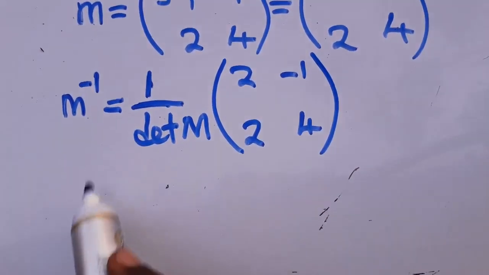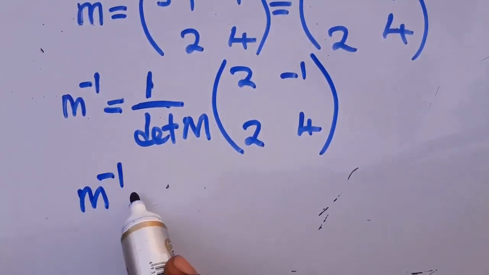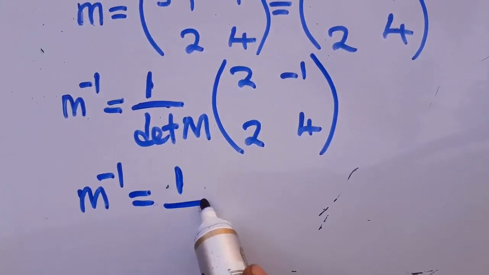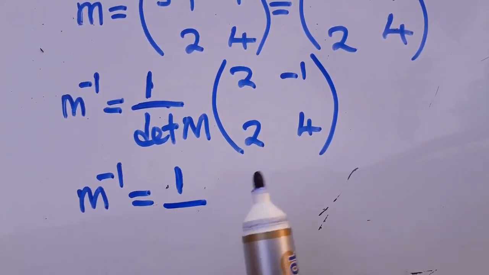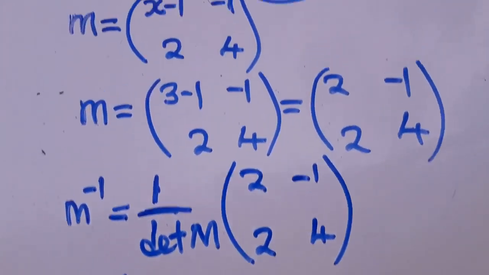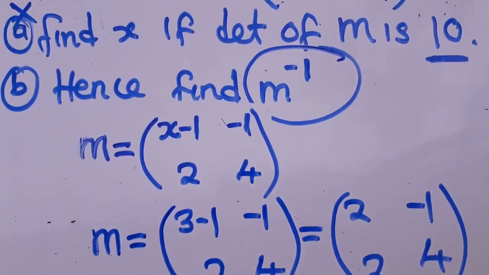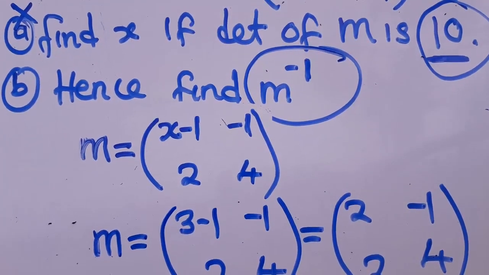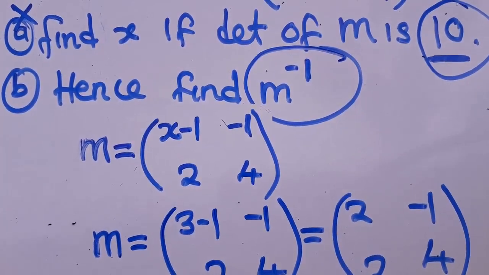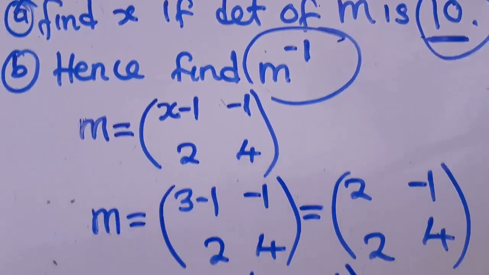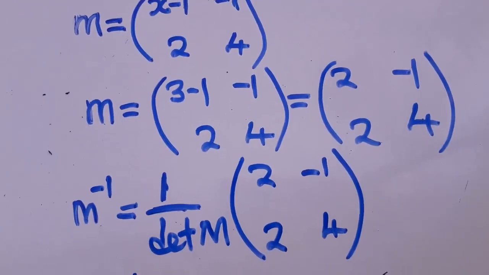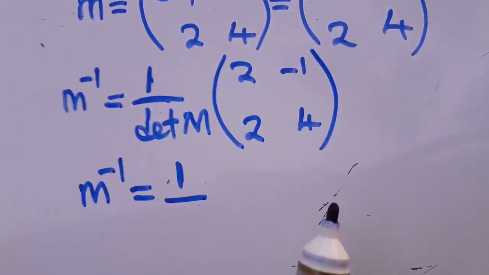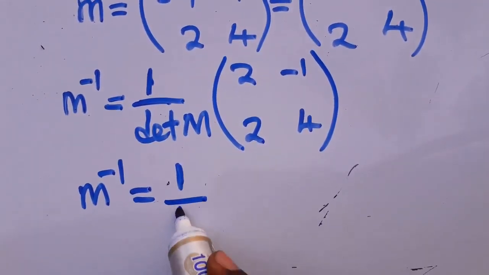You say now, M inverse is equal to 1 over. What is our determinant? We were given in the question the determinant. Check for the determinant. Oh, yes. The determinant is here. The determinant is what? 10. So you put your 10 there. You go check. The determinant is 10. You put your 10 there.